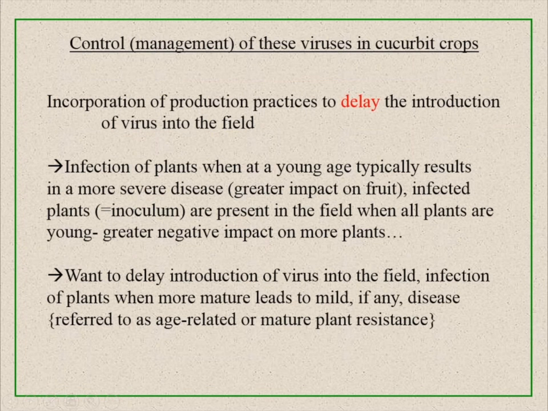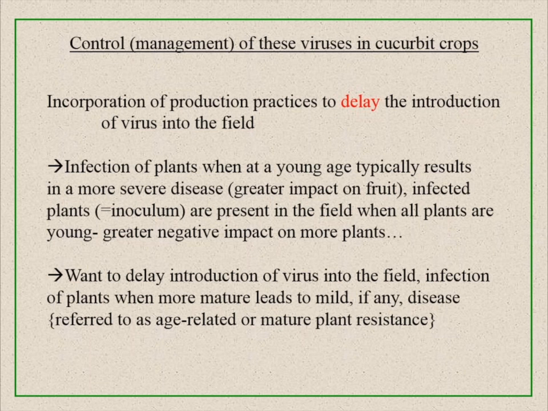The last one I want to talk about is affecting production practices where we want to delay the introduction of virus into the field. And this goes back to what I said earlier, where when a plant becomes infected at a young age, it develops a more severe disease, so you're going to have a greater impact on fruit yield. That plant is a more rapid turnover for becoming inoculum for other plants in the field if the vectors come through. And as plants become infected at that young age, the impact is great, and you're going to lose more and more yield in your crop.